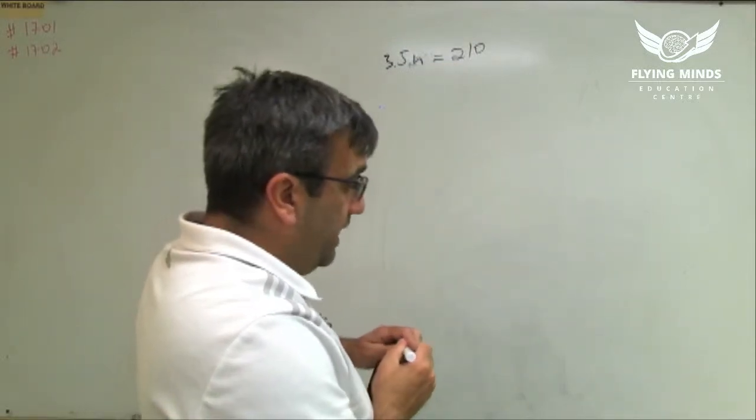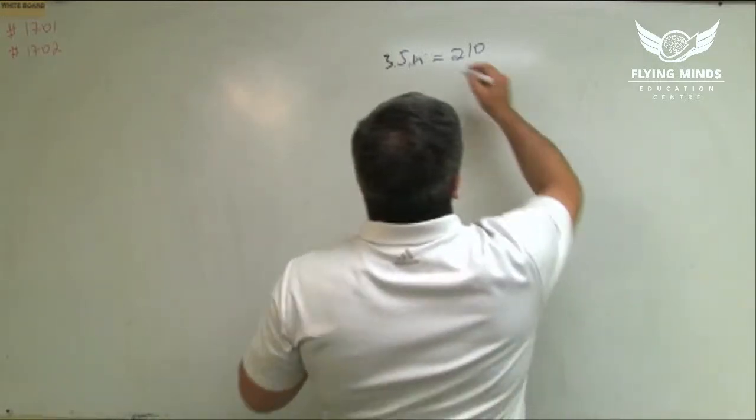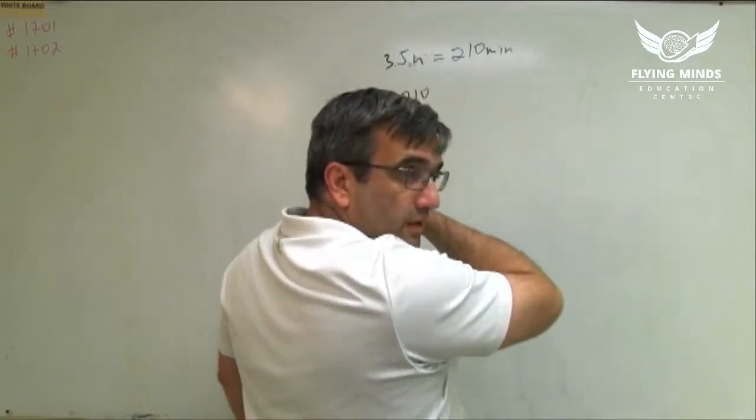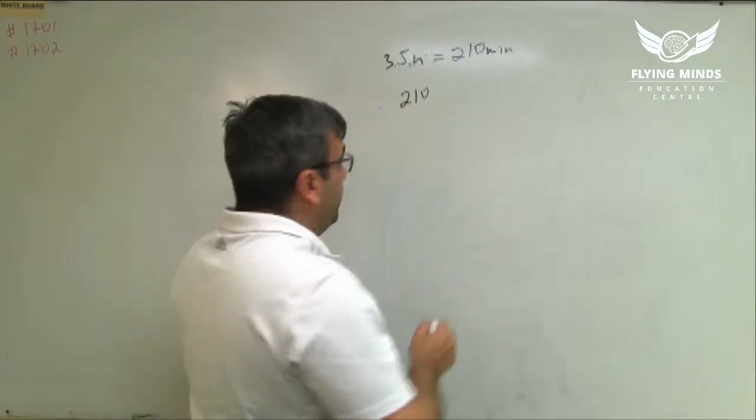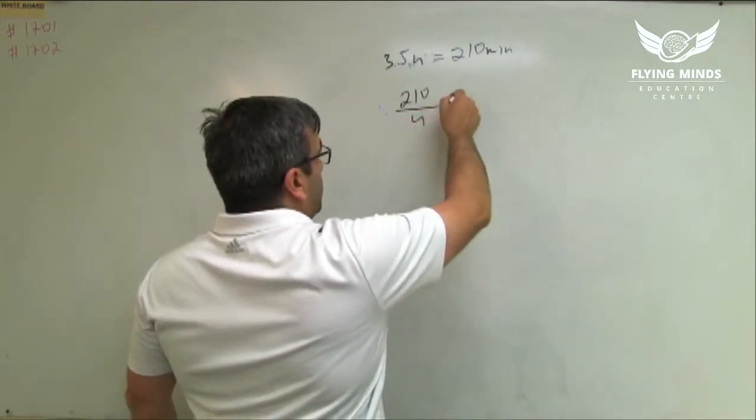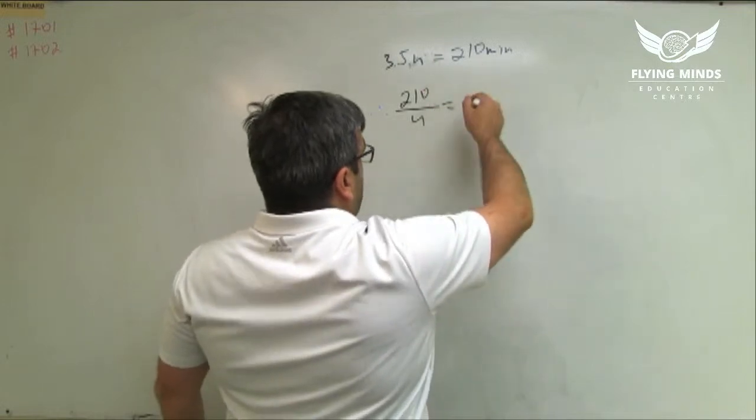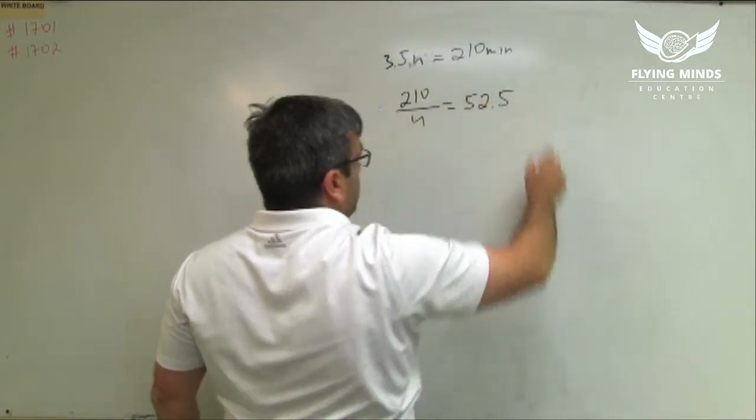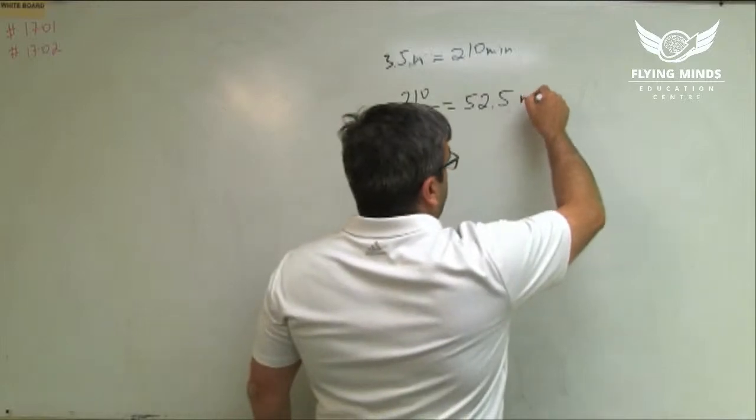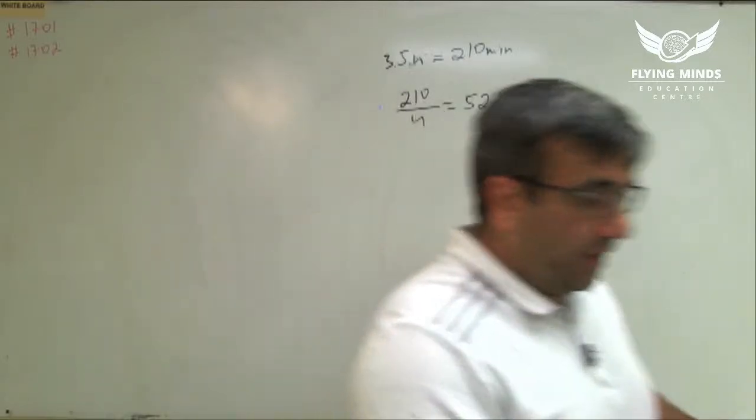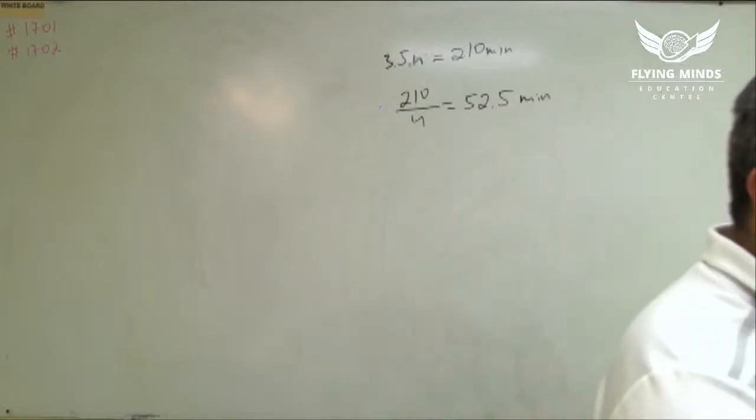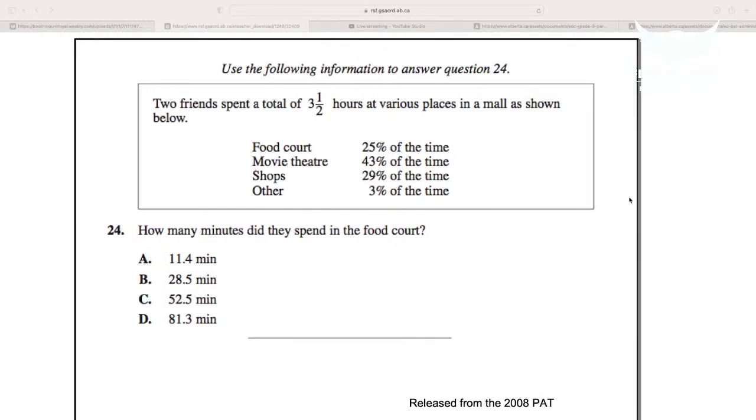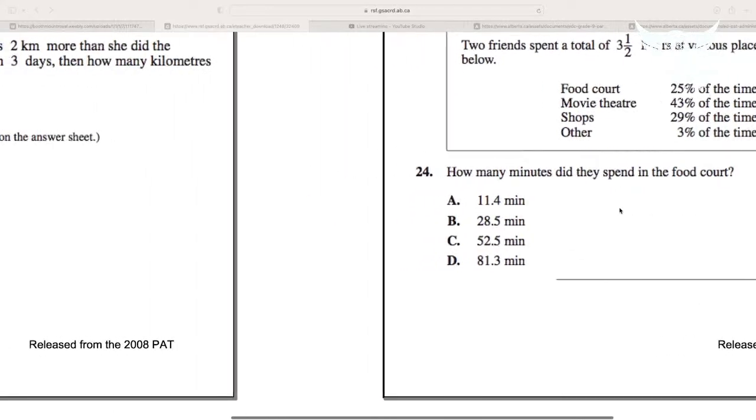And 210 minutes, right? So 210 divided by 4. So what we're going to get, 50, then 10, so it's 52 and a half minutes. Okay, so be careful with unit conversion.